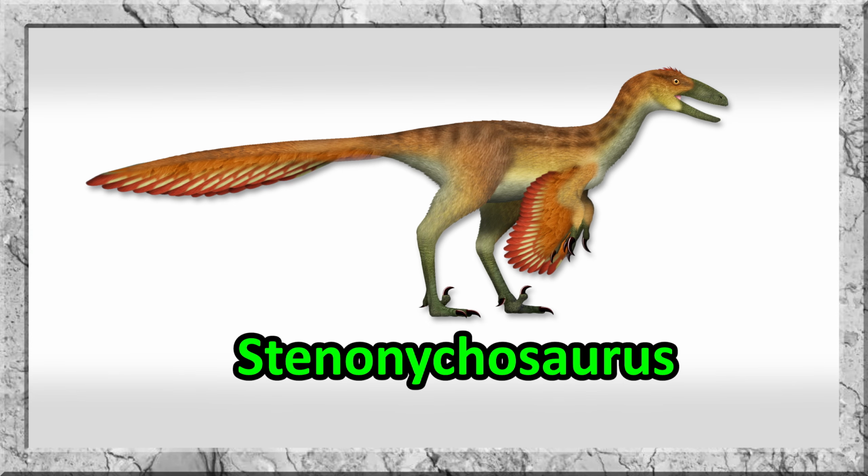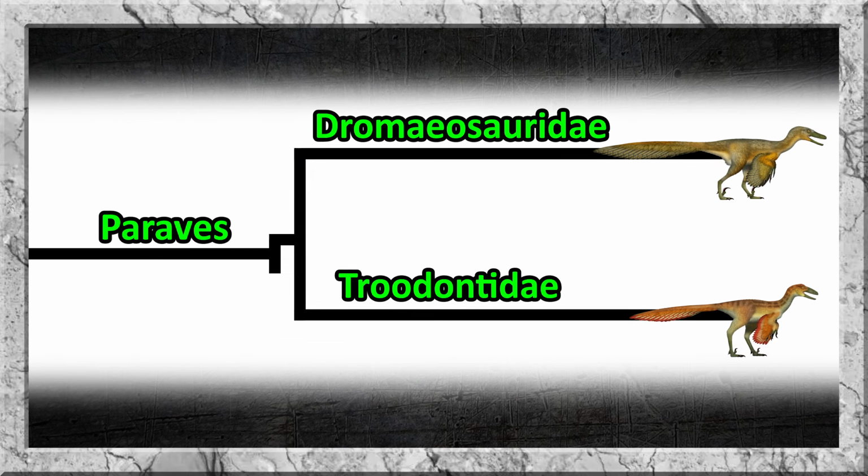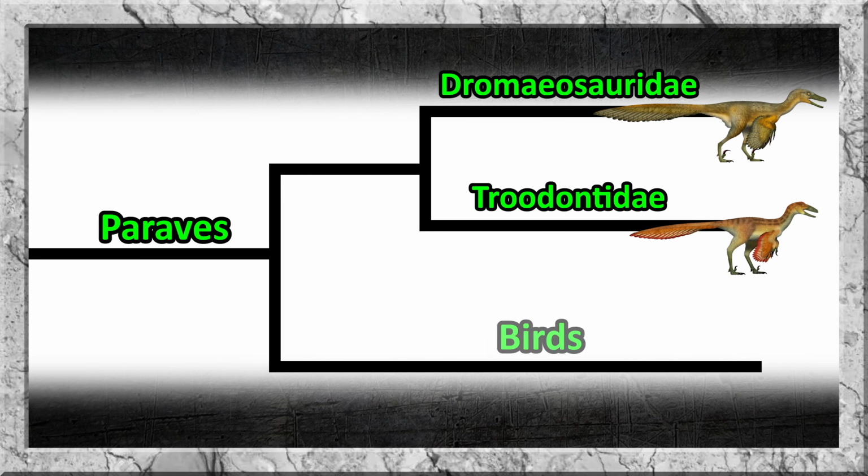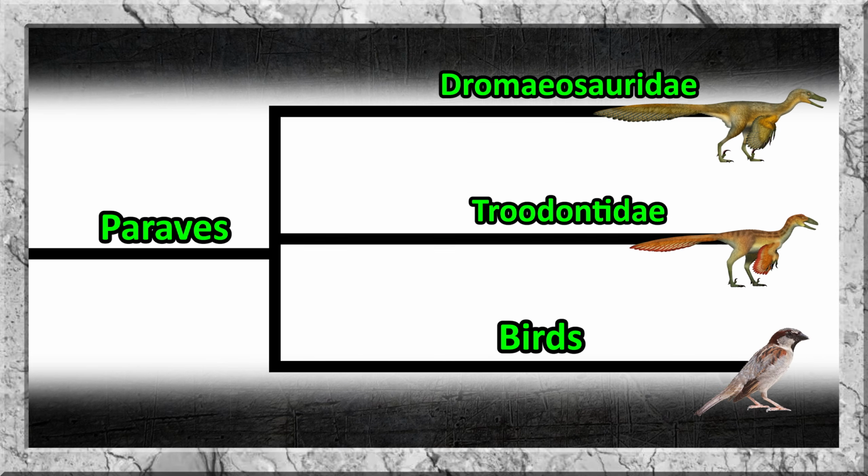Troodontids were somewhere between dromaeosaurs and birds. They had the sickle toe claw, but it was diminished, and they were generally smaller and more gracile than dromaeosaurs. It is unclear whether they were more closely related to dromaeosaurs or to birds within the Paraves.